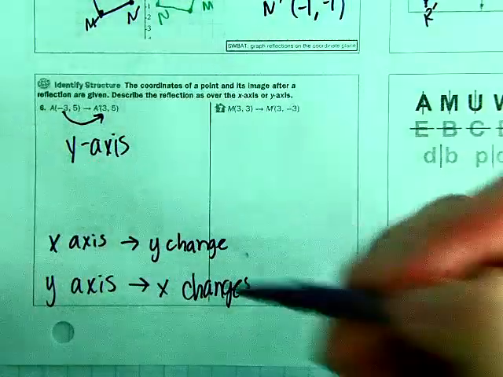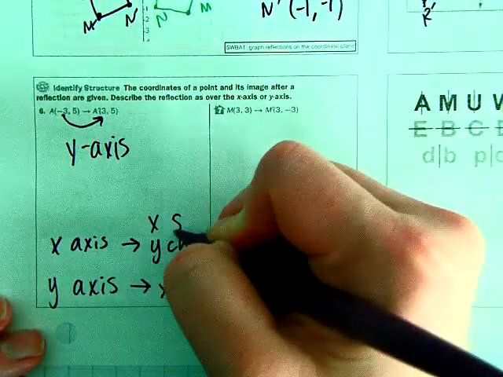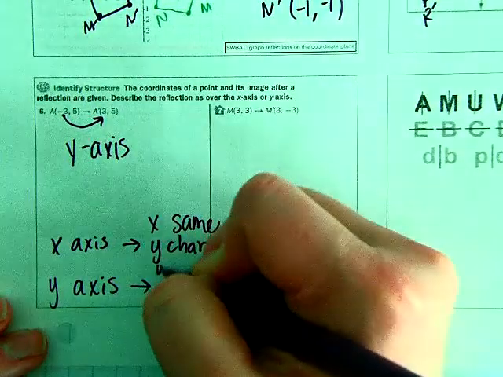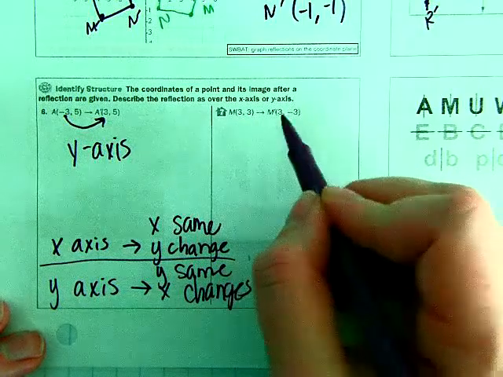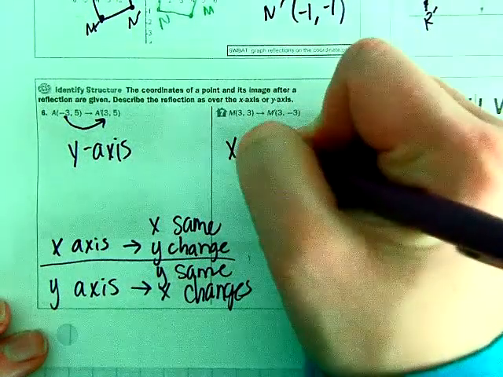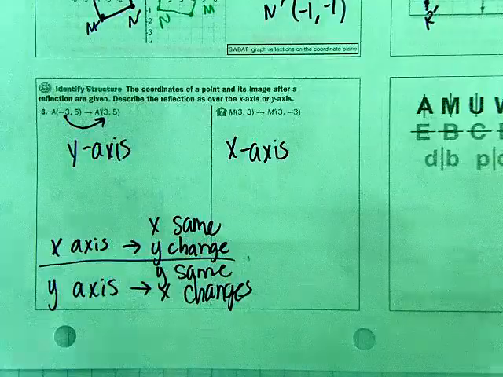Or you could talk about it this way: x-axis, x is the same. Y-axis, y is the same. That might be a little bit easier. So which one of these is the same? The x. So x-axis. And there we have it.